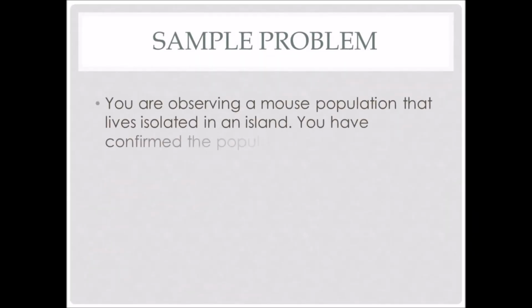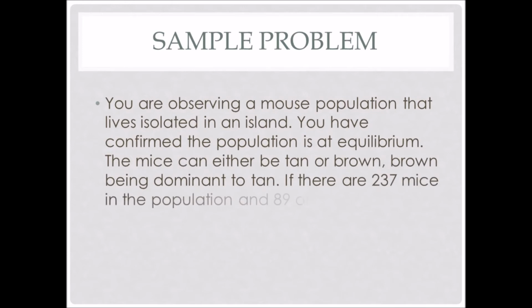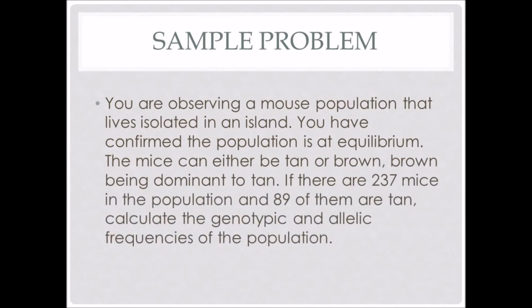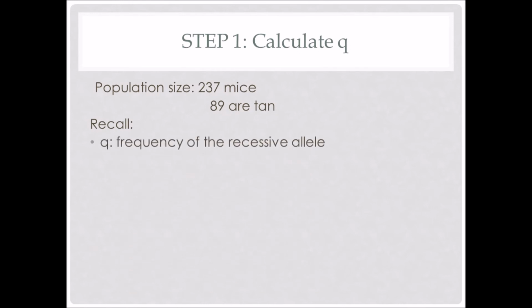So here's a sample problem, and we're going to give you a little bit of time to read the problem and figure out what you need to do. In our situation, we have 237 mice, and 89 of them are tan. They stand out to you because they are the recessive group. And from these two quantities, we're going to come up with the allelic frequencies and the genotypic frequencies.